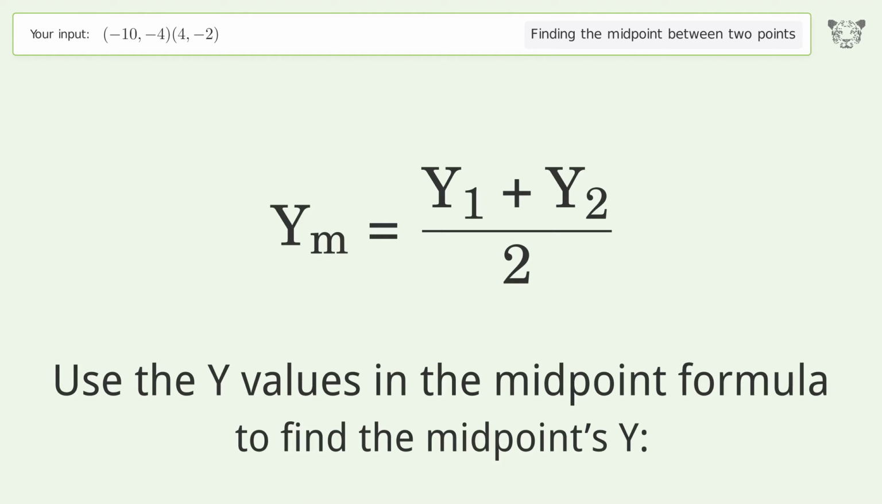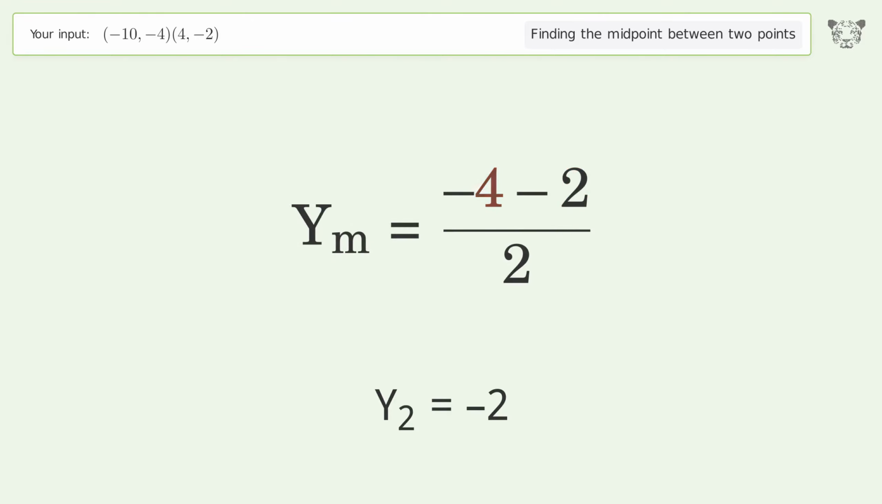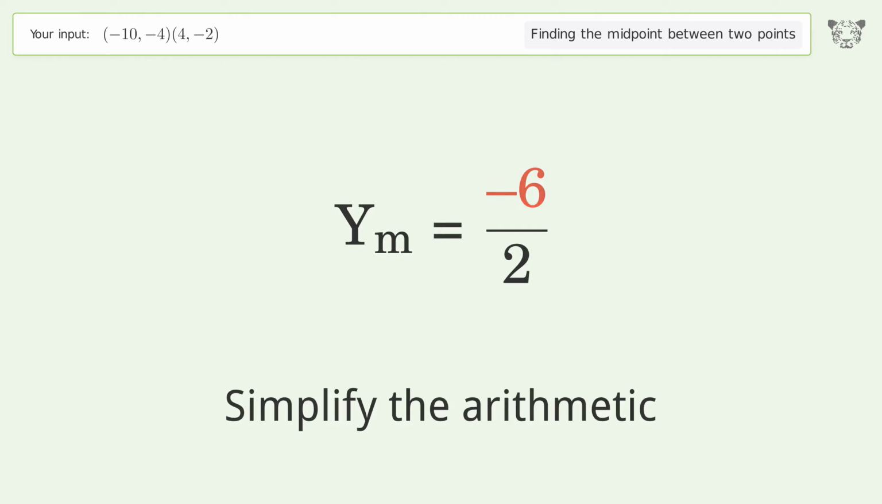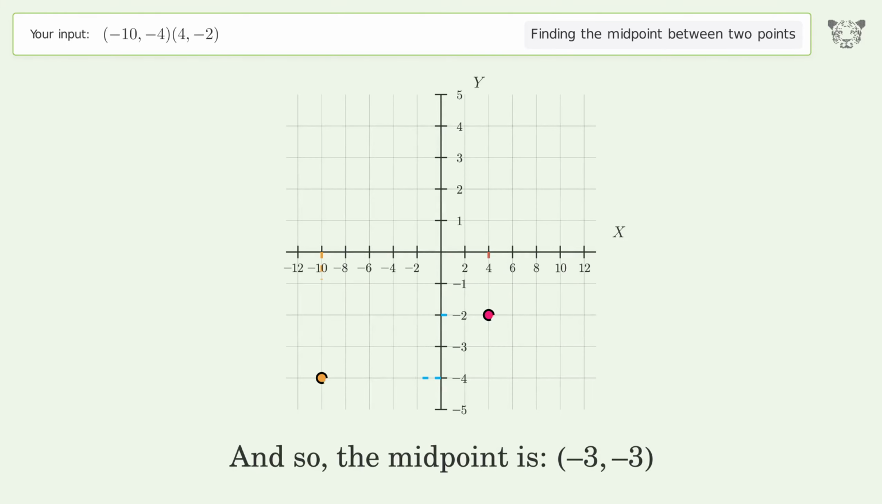Use the y values in the midpoint formula to find the midpoint's y. y1 equals -4. y2 equals -2. Simplify the arithmetic. And so, the midpoint is -3, -3.